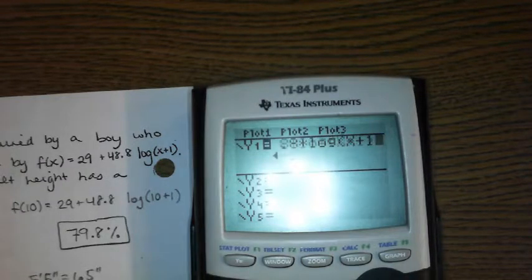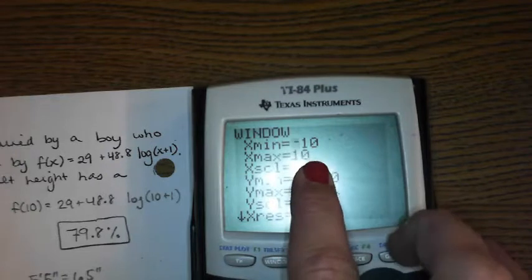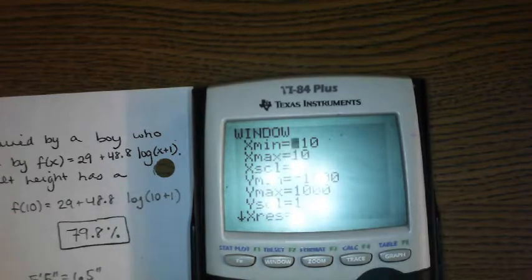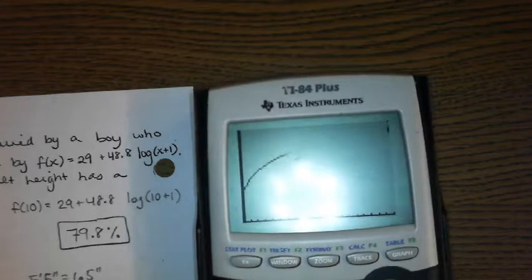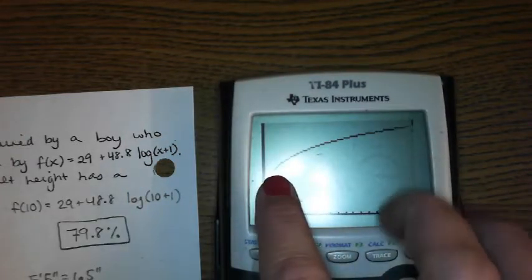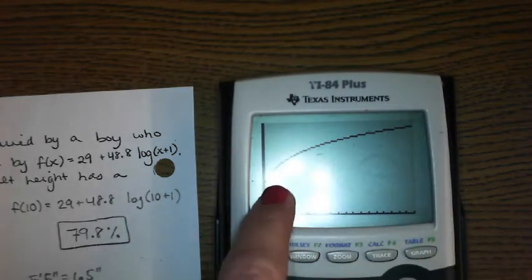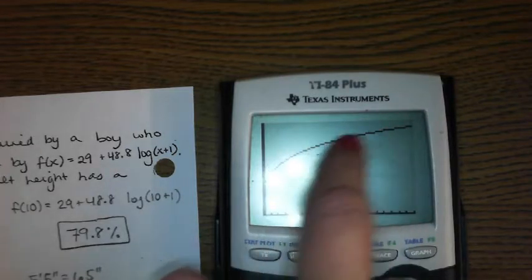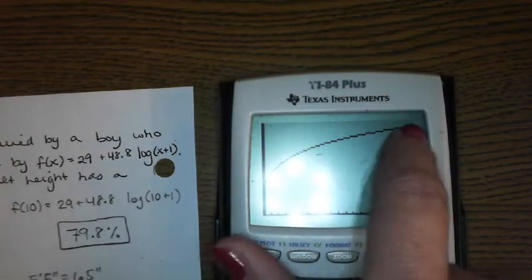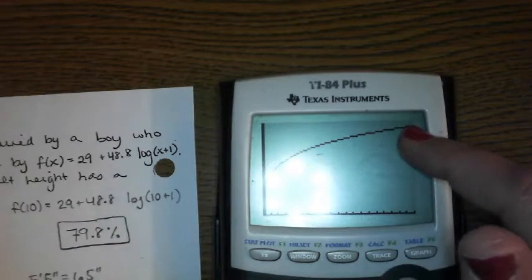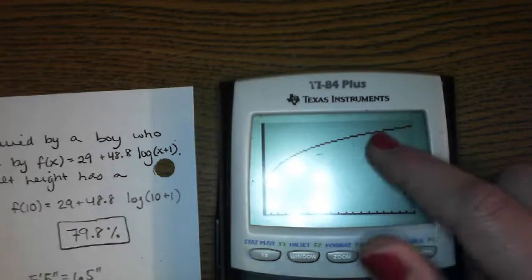But for the record, our X is our age, so I'm going to go 0 to 20. And our Y is our percentage, so I'm going to go 0 to 100. And so here's what your log graph looks like. And so the older you get, you're obviously growing faster earlier, but by the time you get near age 20, you're pretty close to 100% of your height.